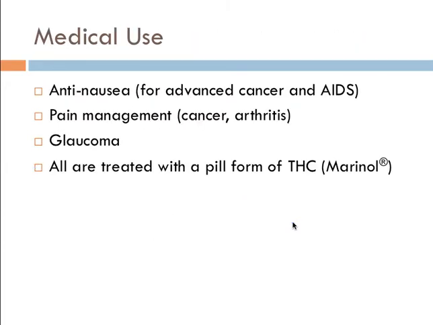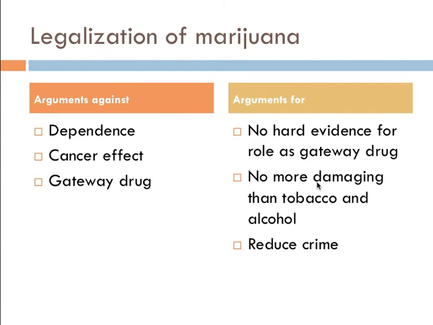Important to note about THC is there are medical uses for it, and again, this is important to remember these. It's used as an anti-nausea, and that's usually or typically used for advanced cancer patients and AIDS patients. It is used in a pain management regimen with cancer or arthritis. It is used in the treatment of glaucoma. And all of these can be treated with a pill form of THC. So it's not like you have to smoke marijuana to get the medicinal effect of it.